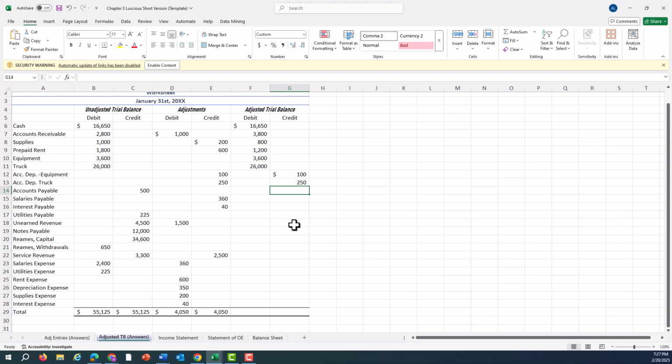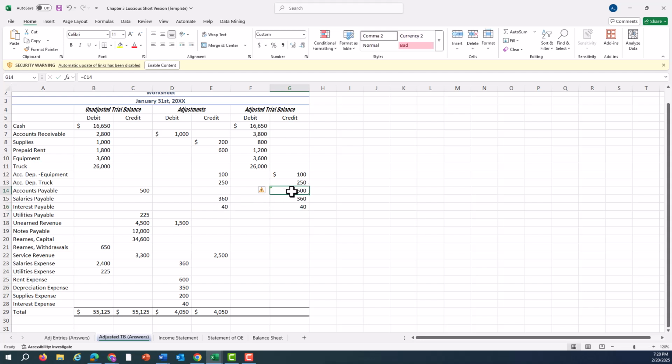For accounts payable, that account had a $500 credit balance before we made our adjustments. We didn't make any adjustments to that account, so it still has a $500 credit balance. For salaries payable and interest payable, we had none of that on the books. It was a zero, which means the balance would be the same as the adjustment. We have a $360 credit balance to salaries payable and a $40 credit balance to interest payable.